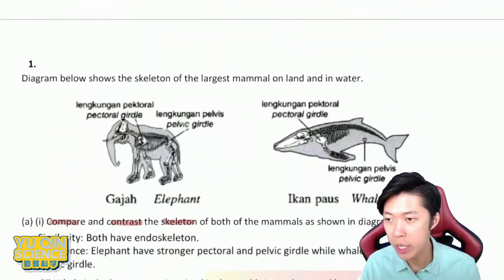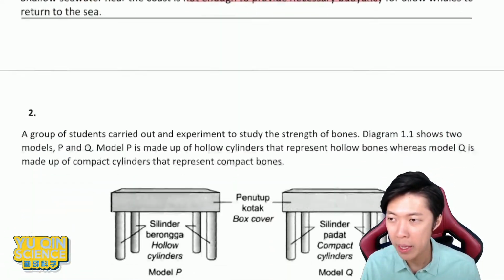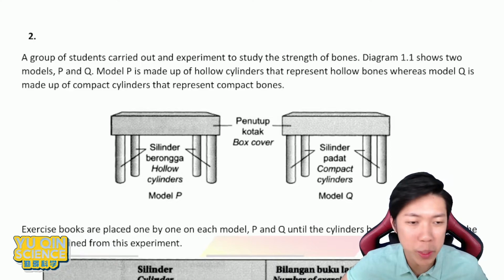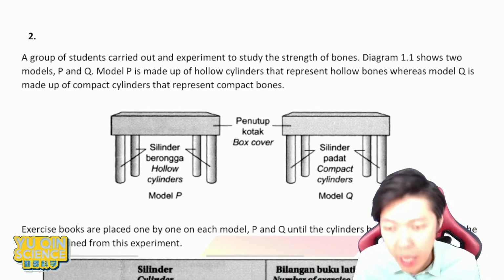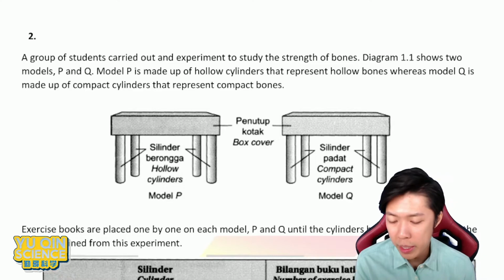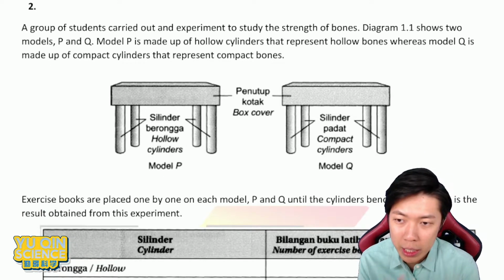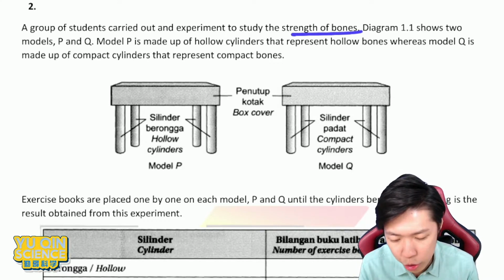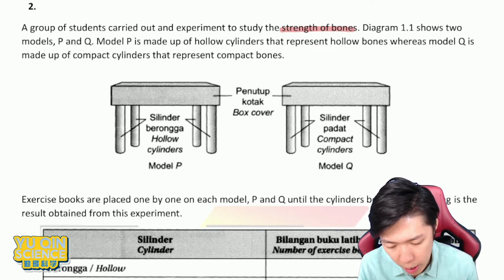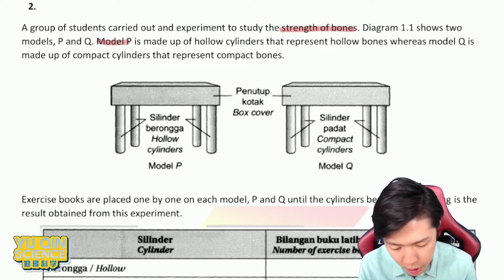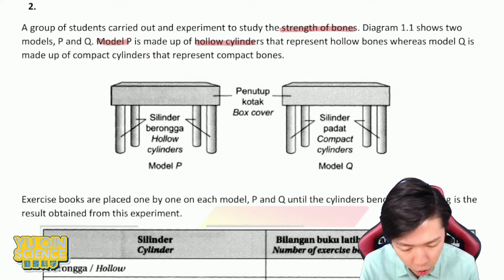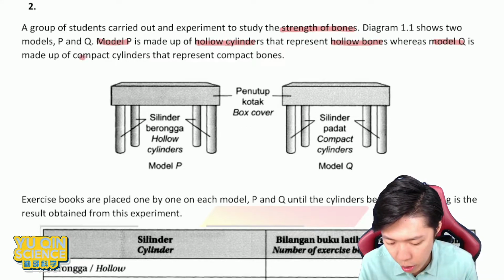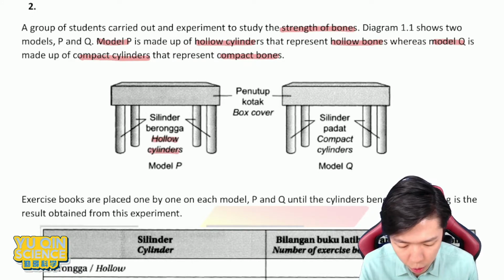Let's get right into it. Okay, question number 2, everybody. This is an experiment question, which means it appears in section 8. I'll show you how when I discuss along, it makes it easier. So this is to compare the strength of bones, where P represents hollow cylinder, hollow bones, and Q represents compact cylinder, compact bones. So P hollow bones, Q compact.